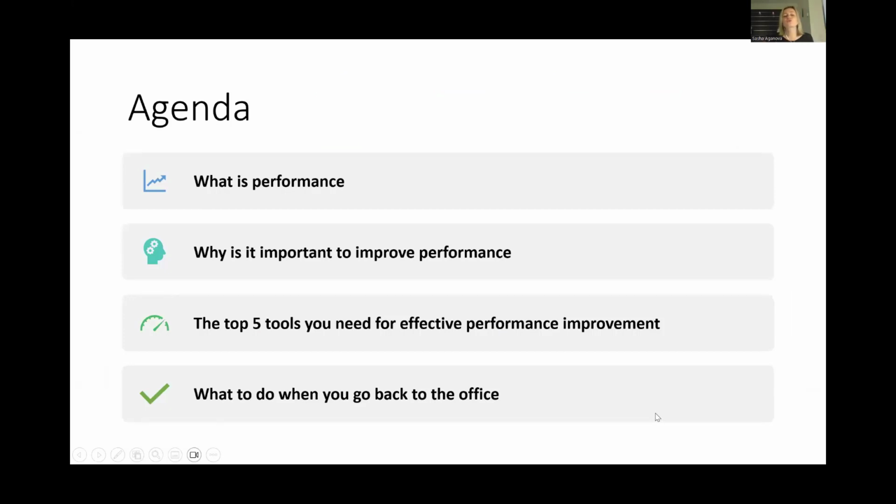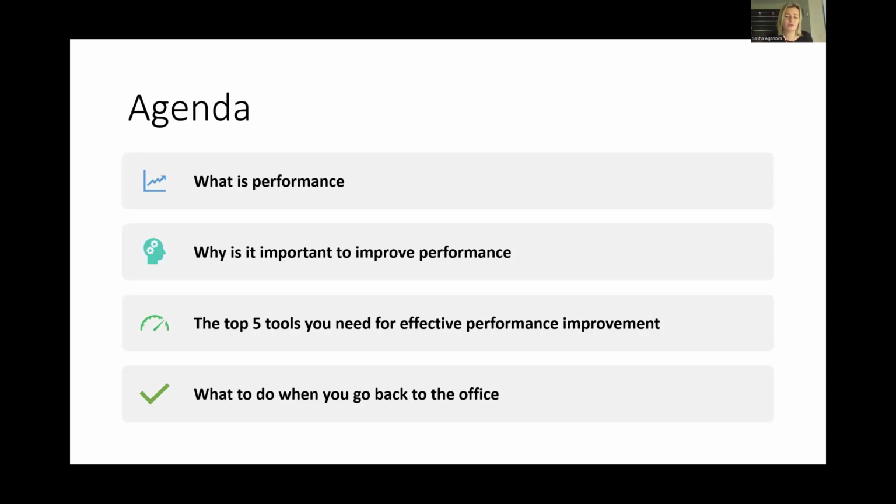Okay. I'm going to take you through 4 key things in here. Right now, I'm going to start from what is performance. Then I'm going to take you through why it is important to improve performance. Some of them, hopefully, may be super clear for you. For me, I had to think about it a little bit more. And then the majority of the time, I'm going to concentrate on the third bullet point here: the top 5 tools and techniques you need for effective performance improvement. And the last one: when you come back to the office, what do you do when you go back? So basically some calls to action after that.